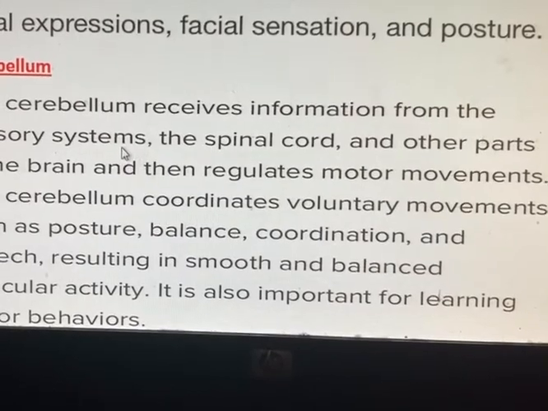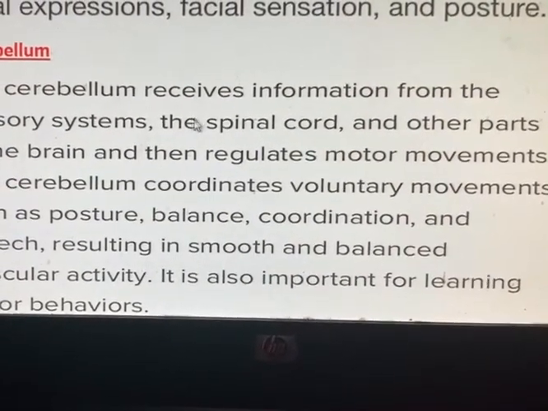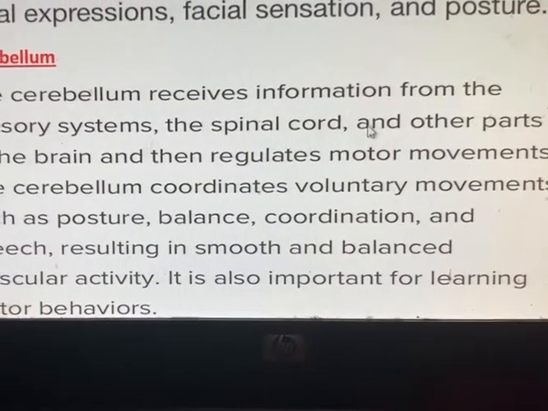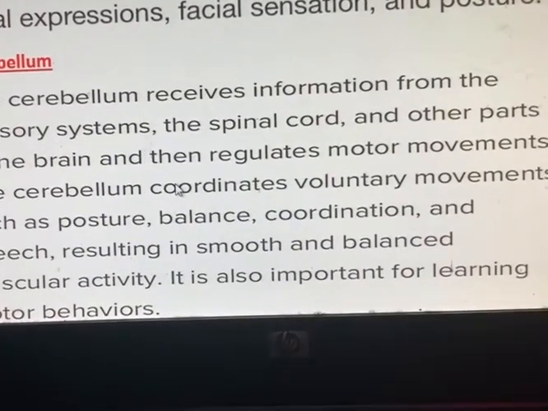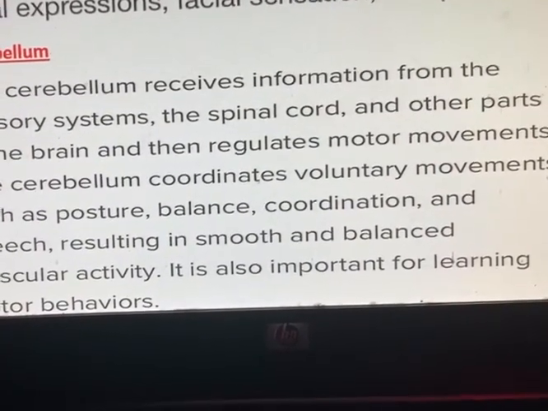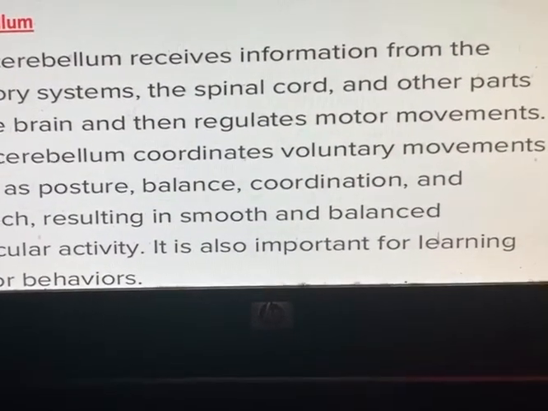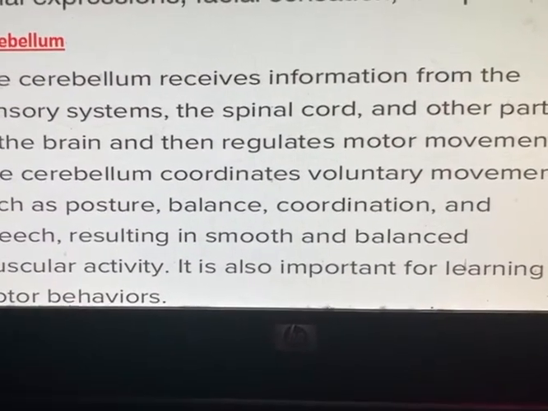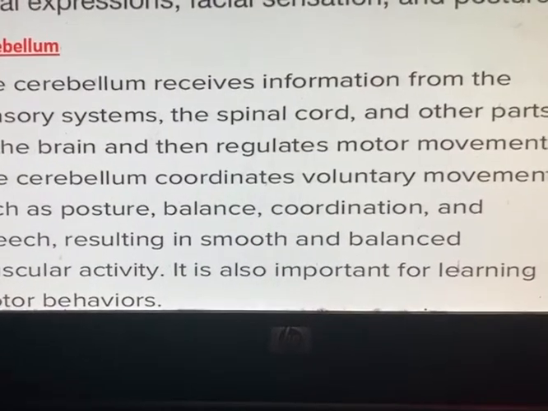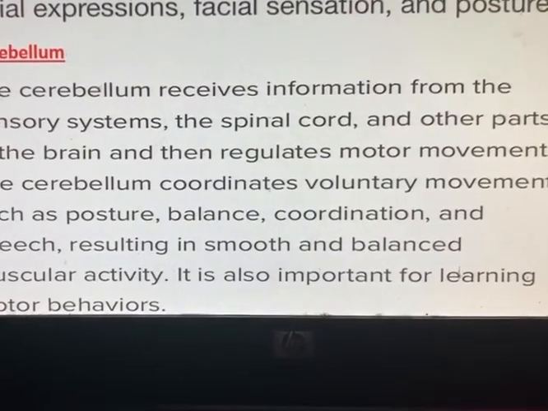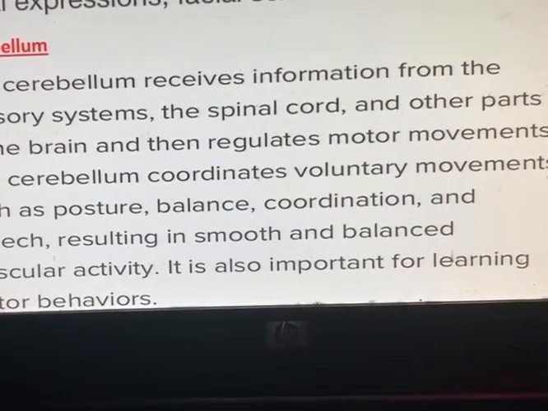Let's focus on the different aspects of the cerebellum. The cerebellum receives information from the sensory systems, the spinal cord, and other parts of the brain, and then regulates motor movements. The cerebellum coordinates voluntary movements such as posture, balance, coordination, and speech, resulting in smooth and balanced muscular activity. It also is important for learning motor behaviors like dancing, walking, or spatial skills in games and athletic activities.